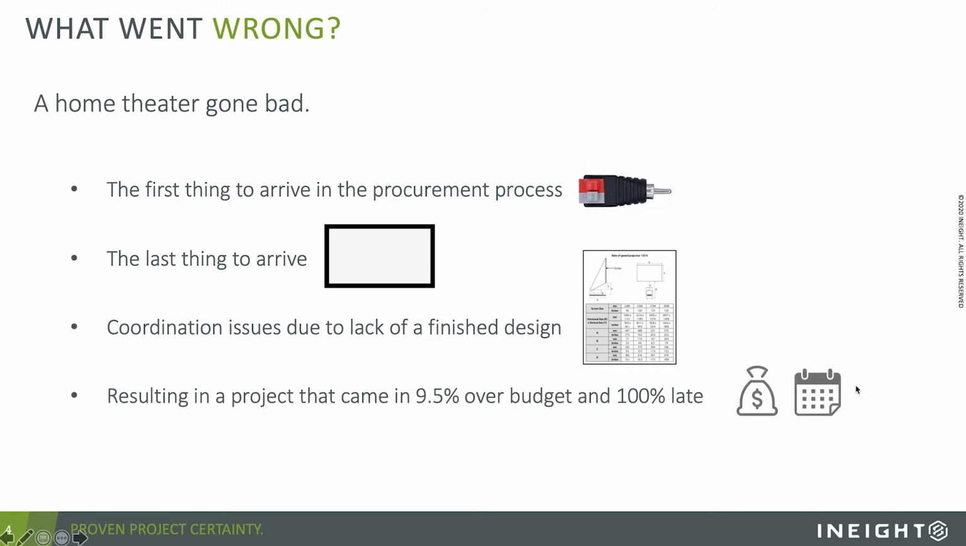All of that resulted in an in-home project that came in about 10% over budget and 100% late. It took double the time to do that we expected it to. Again, because of issues waiting for that screen to arrive, it took a lot longer to show up than we thought it would. And then having to order a part after the fact, after the design was done.